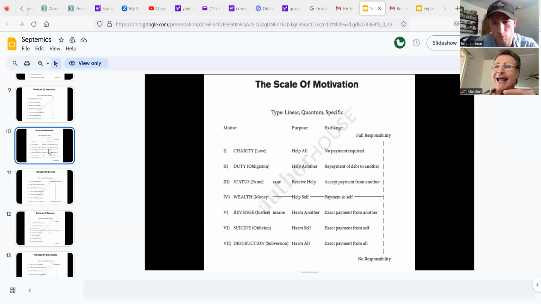In other words, he's not in touch with life, which is why he wants to kill himself. Often that is revenge, which gets mixed up all the time with justice. Many people, when they say justice, they mean revenge. When they say, an eye for an eye and a tooth for a tooth. Often that is wealth, which is how most people are, the middle of the scale.